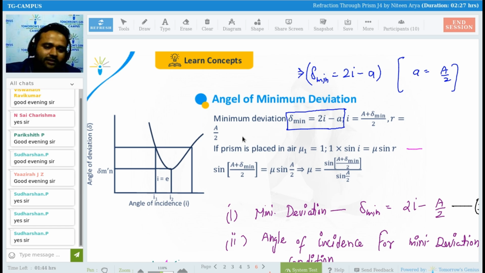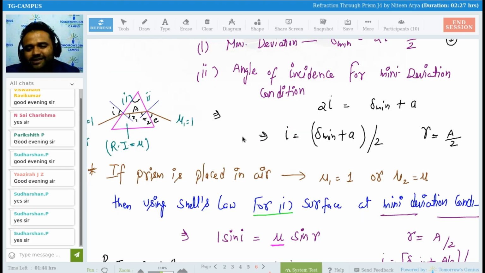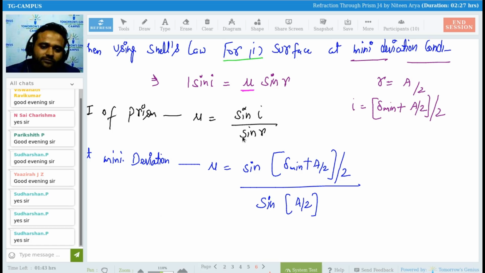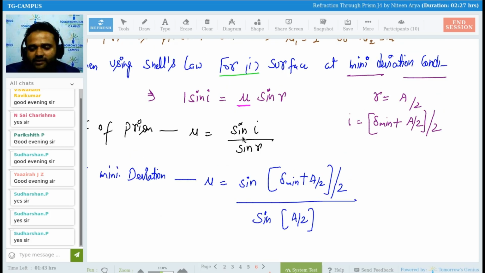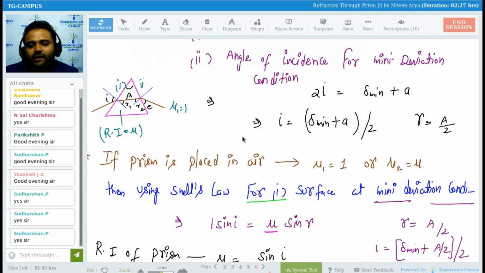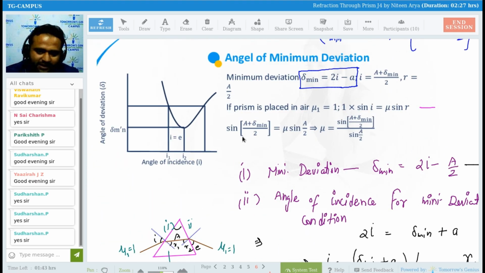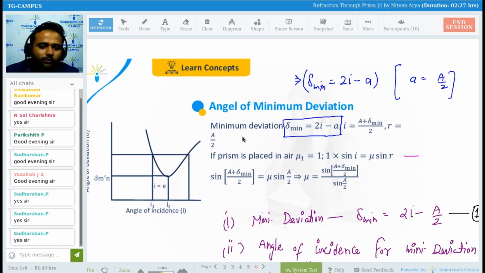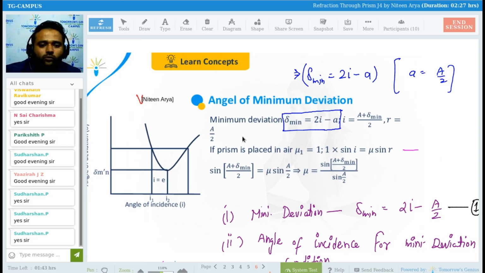Isn't it? See, just by putting this A, because everything I have in terms of A. Angle of refraction is A by 2. At minimum deviation condition, angle of incidence is also represented by A by 2. I got the refractive index also in terms of A by 2. So just by taking care of one parameter, which is angle of incidence, I can do anything on this condition. So that is why it is very, very important.